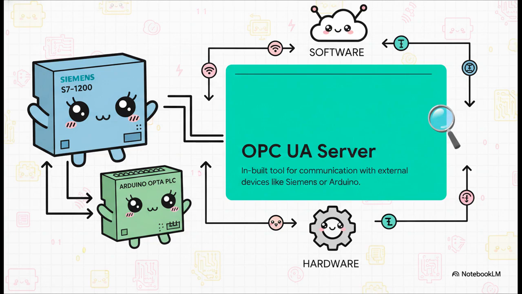Now, to make our software actually useful, it needs to talk to the physical world, right? Enter the OPC UA Server. This is an incredible built-in tool within Ignition that acts as your universal translator. It completely handles the communication with your external physical devices, whether that's an industry-standard Siemens S7-1200 PLC or even a smaller, maker-friendly Arduino Opta PLC. It just seamlessly bridges that gap between your digital software and your physical hardware.